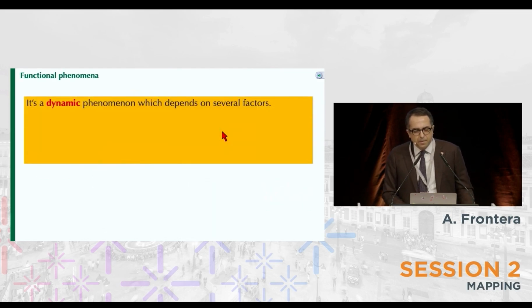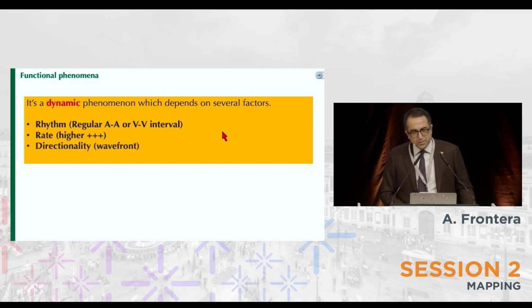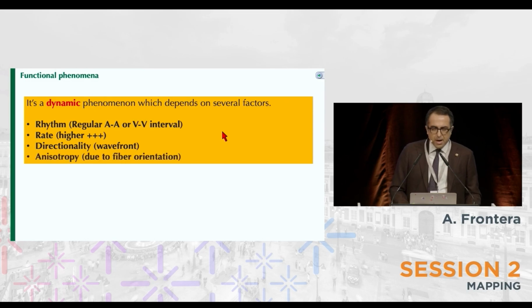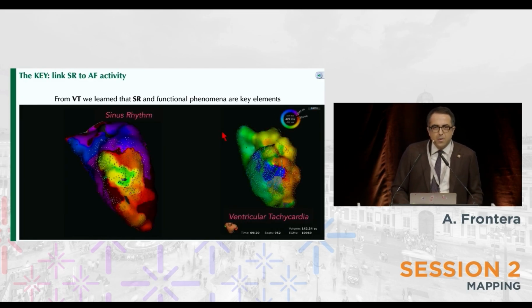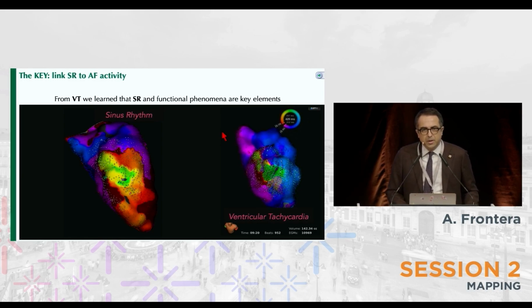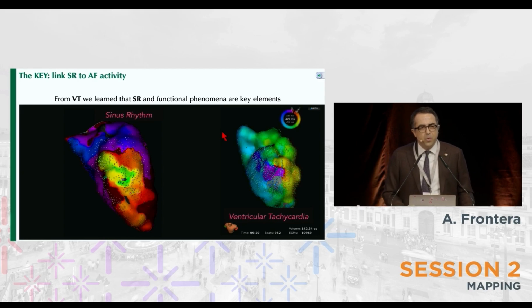But what's functional? It's something dynamic, which depends on several factors: the rhythm, the rate, the directionality of the wavefront, the anisotropy due to the fiber orientation. The key in our lab at Humanitas Research Hospital is, we believe, to link the sinus rhythm with AF activity. And from VT, we learn that sinus rhythm is very important.